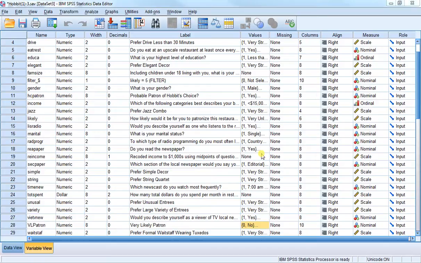So a linear regression analysis, which is commonly known as regression analysis. The question asks, what is the demographic target market definition for the Hobbit's Choice restaurant? The dependent variable to use is the likelihood of patronizing the Hobbit's Choice restaurant, and the independent variables must be either metric or dichotomous, which is a dummy variable.